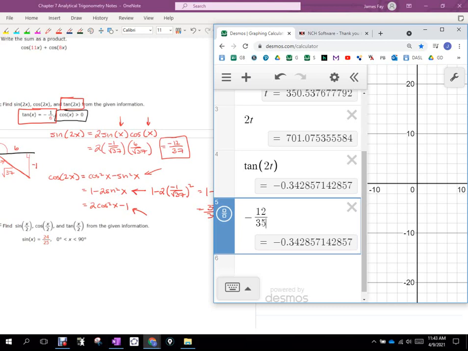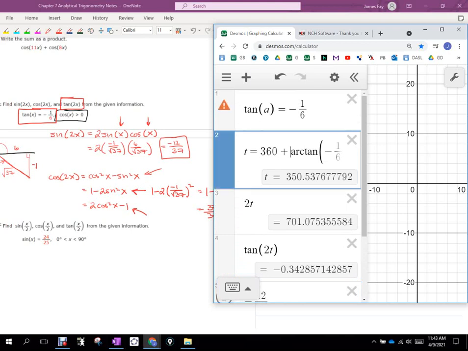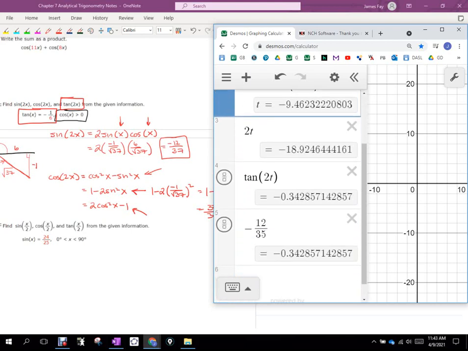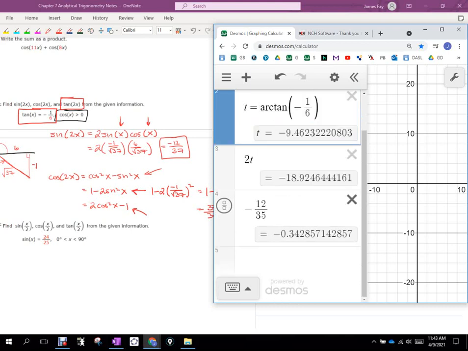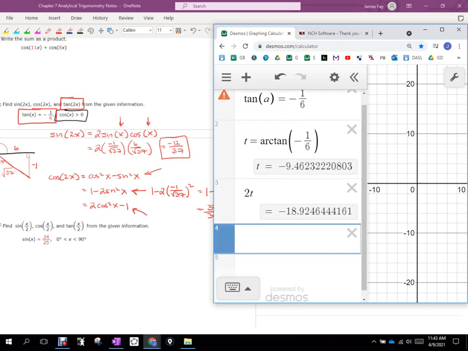Does the same thing happen if we don't add 360 to this? Yes, it does. Okay, because if I have negative 18, negative 18 plus 360 will still be the same as that 701. It'll be a coterminal angle with that 701. Does that make sense? It works. So, all right, can we do that?